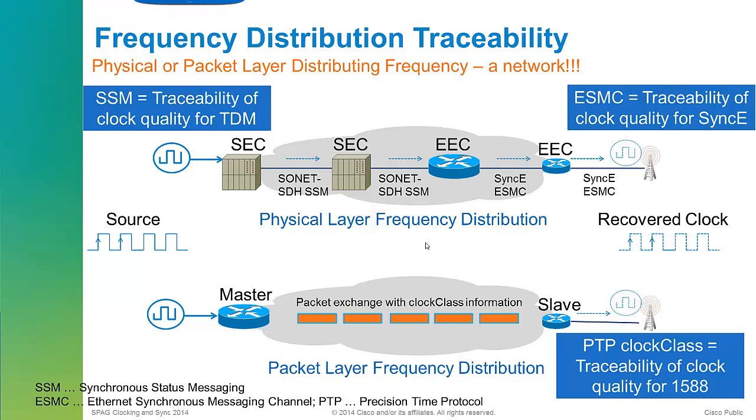Okay, so we come back to a slide that we sort of touched on before, where we saw a physical layer distribution, frequency distribution, and we saw a packet-based frequency distribution. And as before, we had a frequency source coming into our, again, we saw this is an SEC, which is just a normal router from a clock point of view, and this is a normal SYNC based router from a clock point of view. And what we've done here is I've just overlaid the technology that's used to pass on clock quality. And in TDM, it's what's called SSM.